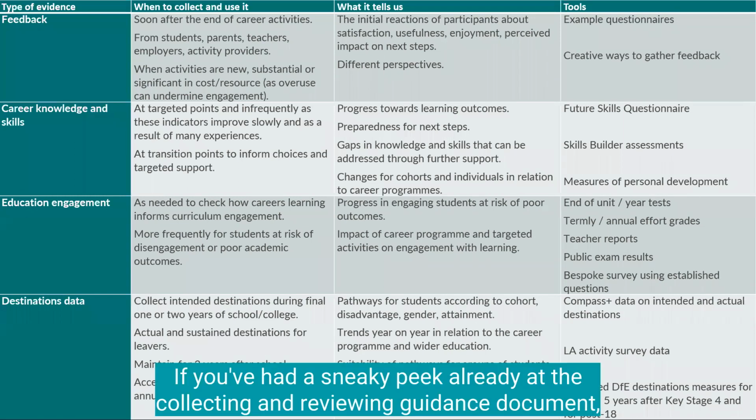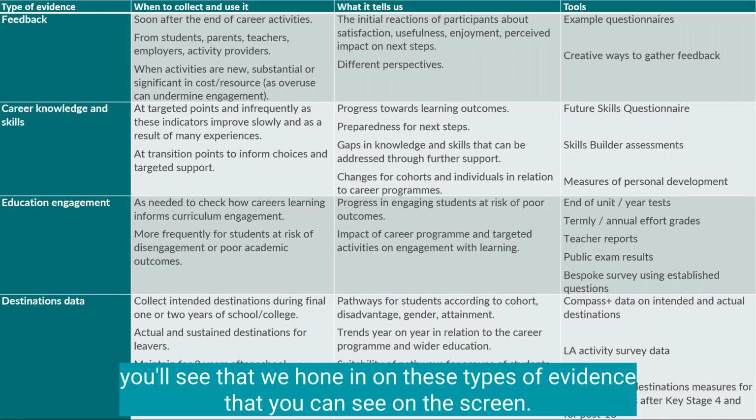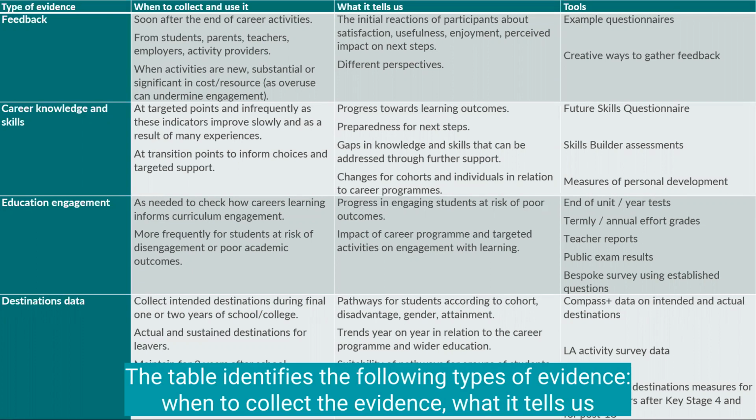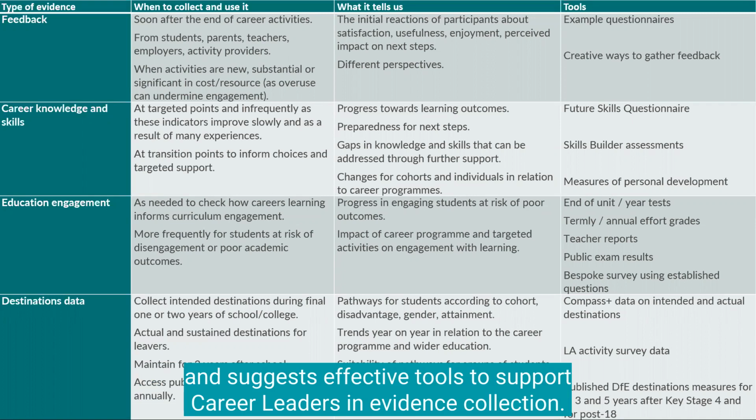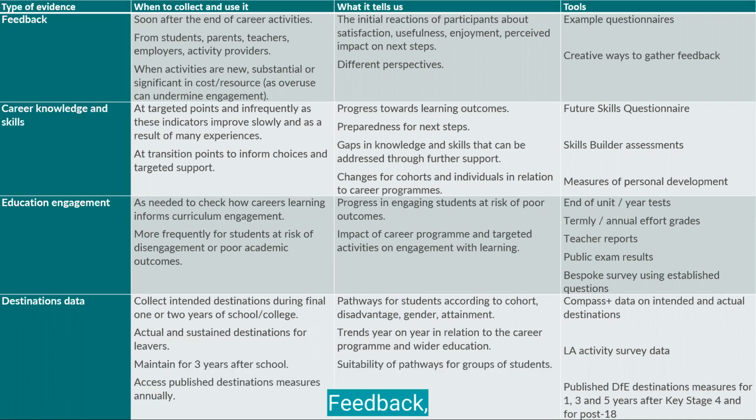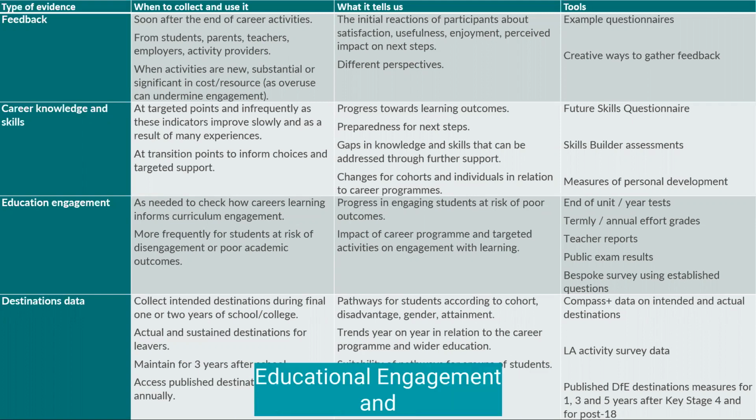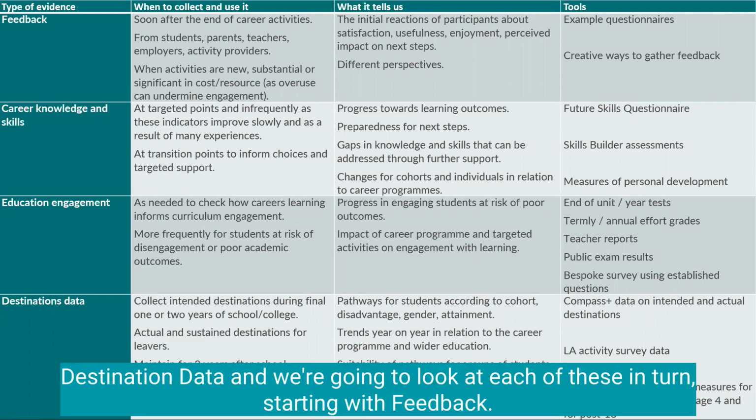If you've had a sneaky peek already at the collecting and reviewing guidance document, you'll see that we hone in on these types of evidence that you can see on the screen. The table identifies the following types of evidence, when to collect the evidence, what it tells us, and suggests effective tools to support career leaders in evidence collection. So: feedback, career knowledge and skills, educational engagement, and destinations data. We're going to look at each of these in turn, starting with feedback.